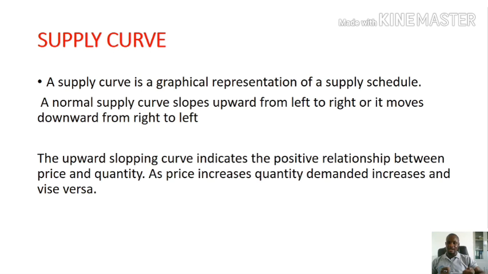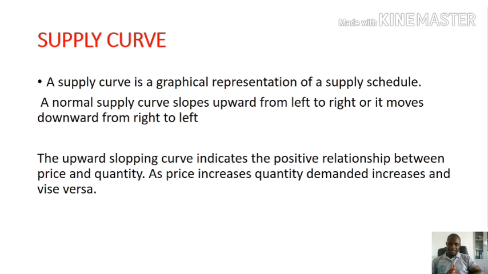Remember, when we're looking at demand, we said a normal demand curve should slope downward from left to right. Why does it slope downward from left to right with demand? A normal demand curve slopes downward from left to right because as the prices are falling, the quantity demanded is increasing. That is why it looks like this. It slopes downward from left to right because as prices are doing what? Falling, quantity demanded is doing what? Increasing.